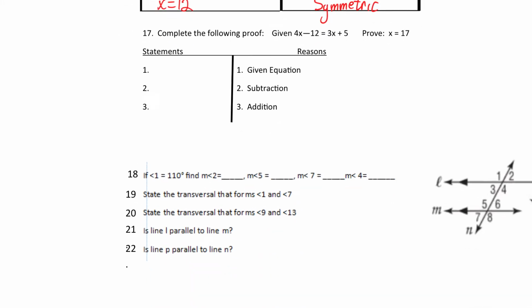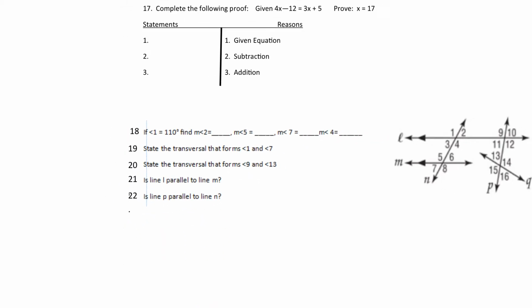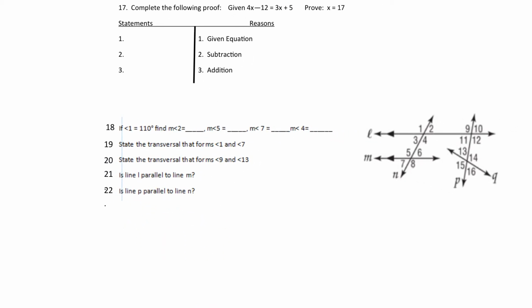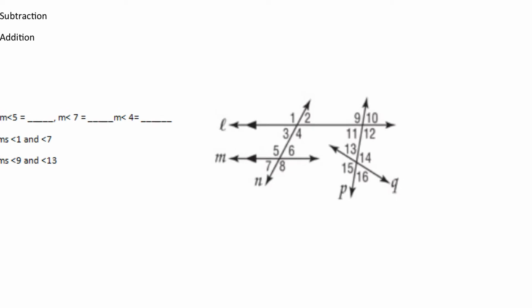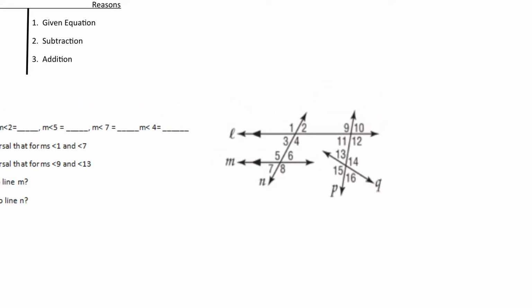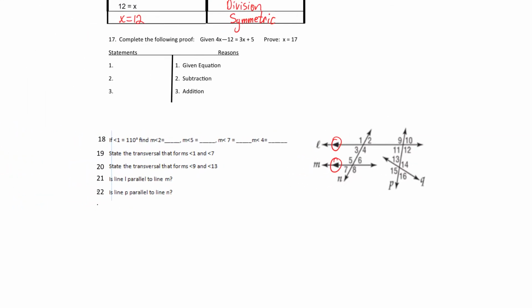Okay, number 17 is basically the same idea. I'm going to skip over that one. Okay, number 18. So first of all, what do you notice on L and M here? These little arrowheads. So what does that tell us about those? They're parallel, okay? So that's true.